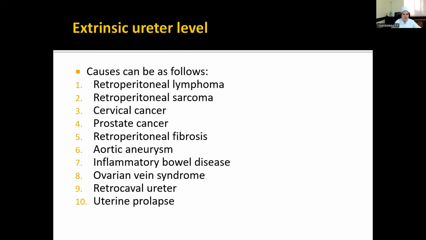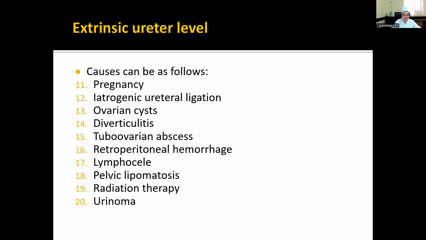Extrinsic ureteral level causes can be as follows: retroperitoneal lymphoma, retroperitoneal sarcoma, cervical cancer, prostate cancer, retroperitoneal fibrosis, aortic aneurysms, inflammatory bowel disease, ovarian vein syndrome, retrocaval ureter, uterine prolapse, pregnancy, iatrogenic ureteral ligation, ovarian cysts, diverticula, tubo-ovarian abscess, retroperitoneal hemorrhage, lymphocele, pelvic lipomatosis, radiation therapy, and urinoma.